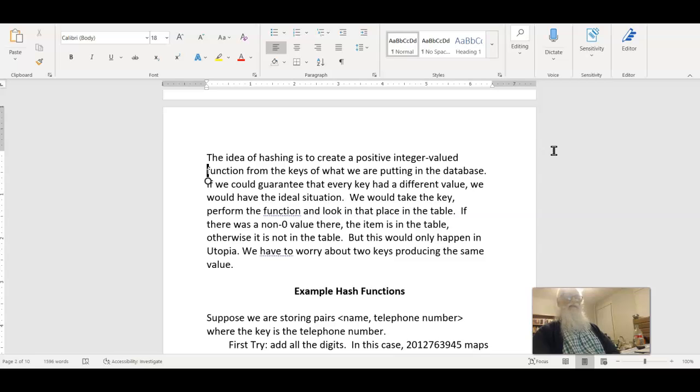Well, that would sure be nice. But the only place it works is Utopia. Unfortunately, what do we do if two keys produce the same value? And it's very hard to prevent that from happening.